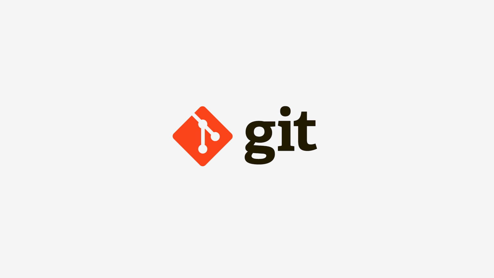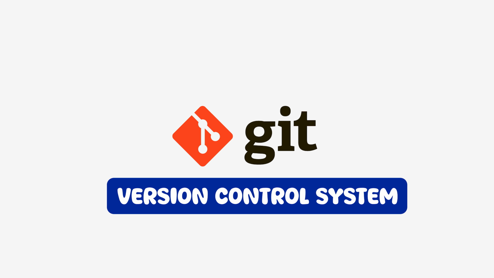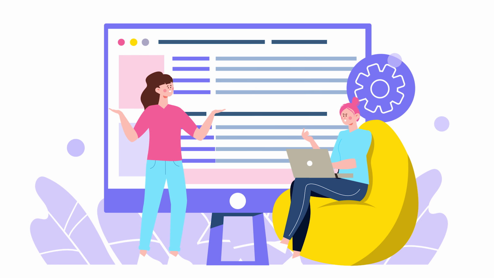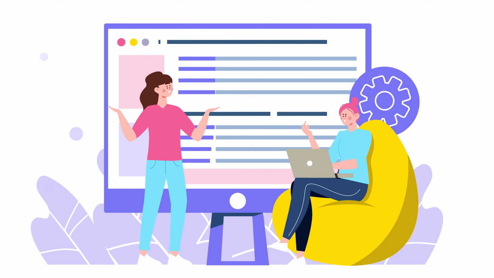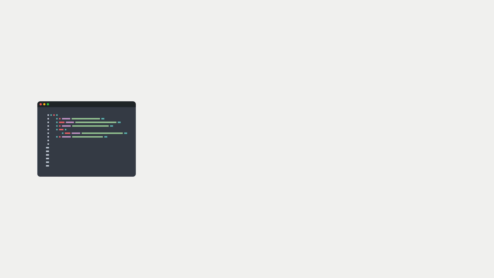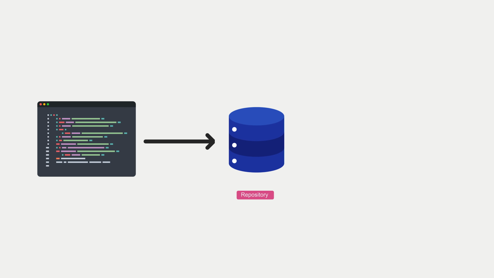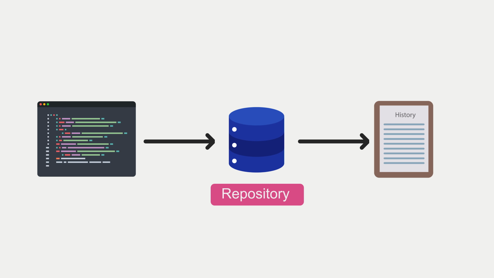So, what is Git? Git is the most popular version control system in the world. But what does that actually mean? A version control system is a software tool. It is like a time machine for your code. It records every change you make in your code and stores it in a special database called a repository. This allows you to see who made these changes and when, easily revert back to a previous version of your code, and work with others on the same project without conflicts.